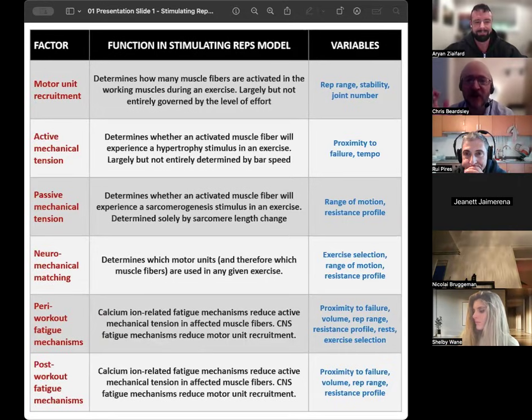You need to have high recruitment, so the fibers are actually activated in the stretch position in order to create passive mechanical tension during a strength training exercise. If you want to get passive tension from a stretch, then you can do that without activation, but that's a bigger range of motion than you're going to get from a strength training exercise.